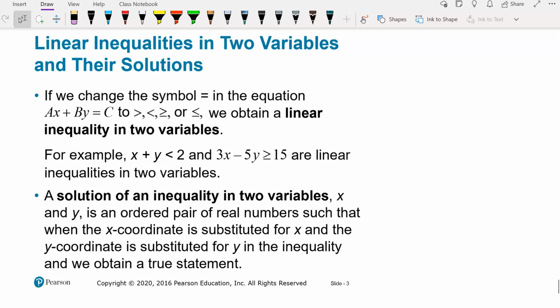So, linear inequalities in two variables and their solutions. If we change the equal symbol in the equation ax plus by equals c to greater than, less than, greater than or equal to, or less than or equal to, we attain a linear inequality. These are examples of linear inequalities in two variables, y and x. A solution of an inequality in two variables is an ordered pair of real numbers such that when the x coordinate is substituted for x and the y coordinate is substituted for y in the inequality, we attain a true statement.